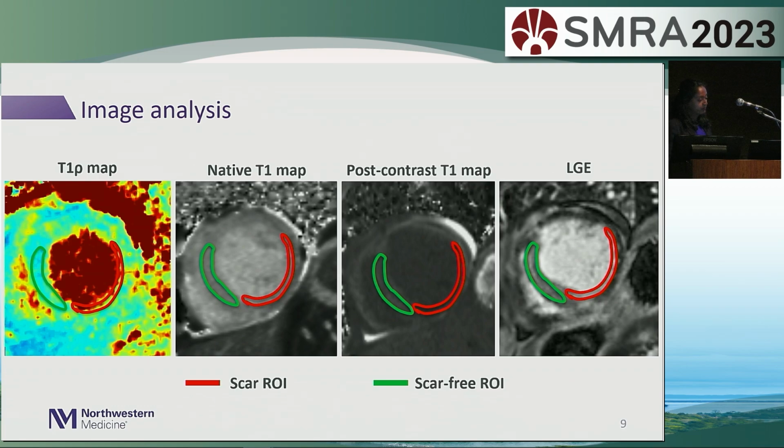This was performed on all 12 patients at the base, mid, and apex based on the location of the native and post-contrast T1 maps, since those maps were only performed at certain locations within the heart. Of the 12 patients that we scanned, 11 had focal scar on their LGE exam.